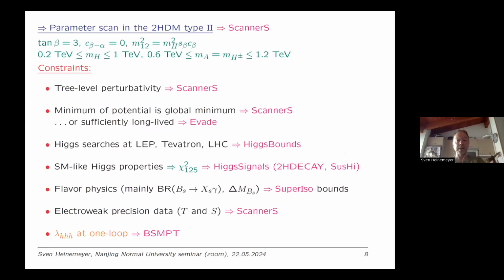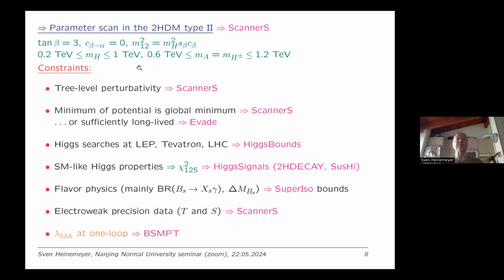Good. Now, as I said, we want to know whether we can have in the Two Higgs Doublet Model the situation of a first order electroweak phase transition, and maybe can we observe gravitational waves there. And in order to analyze this, what do we do? Well, you do a smart parameter scan and analyze your parameter space. In magenta, I always indicated the codes that were used to perform this part of the task.